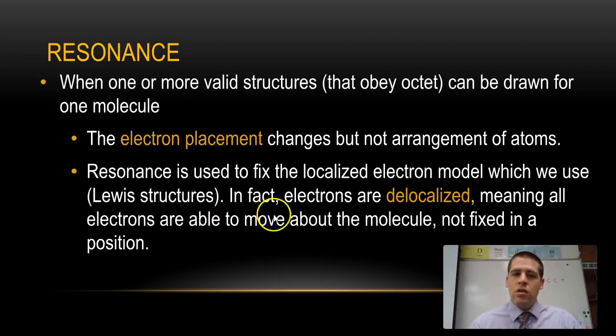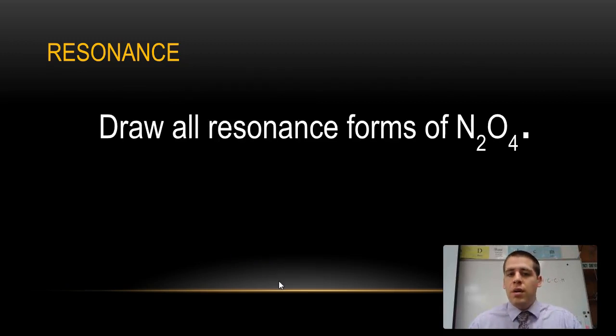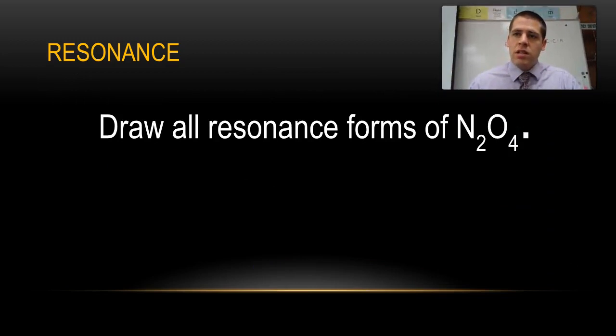And this is kind of a side note. In Lewis structures, we represent electrons as very static and localized, like they're fixed and tied to a particular atom. In reality, the electrons are what we call delocalized. They're kind of all over the place. They're able to move throughout the molecule and are not in any fixed position. But the Lewis dot structures and the resonance structures help us to describe what's going on.